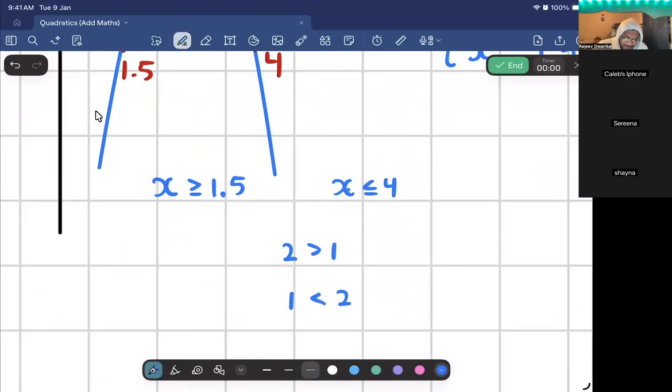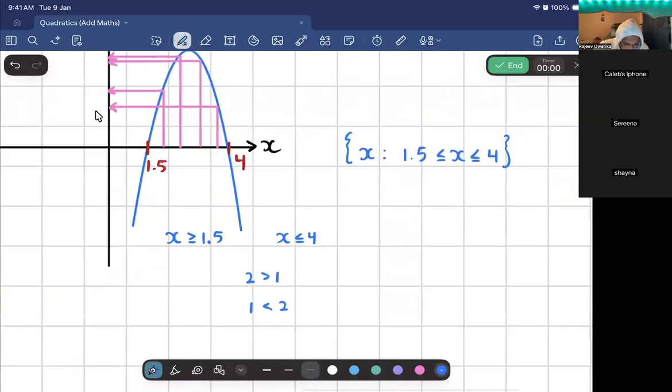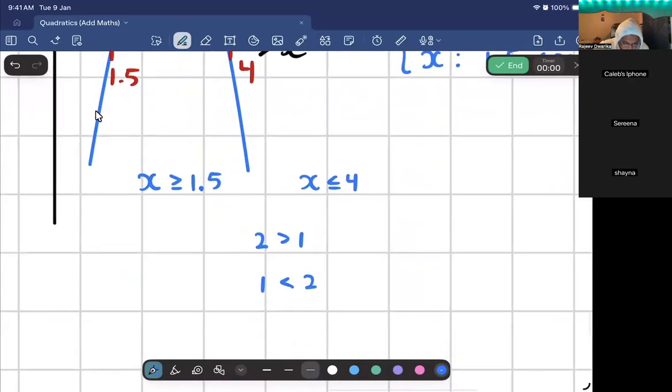Right. So if I have x is, wait, let me just check something. Hmm, that's weird. Give me 1 second. All right. Cool.